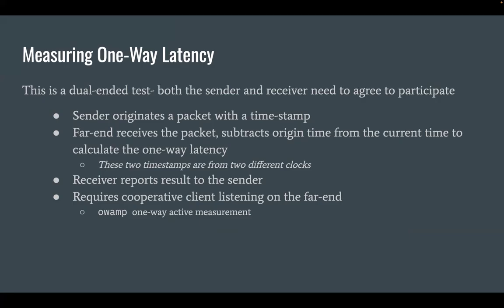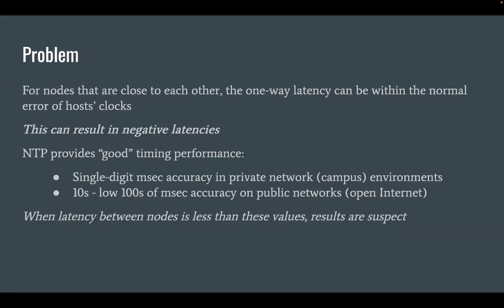Probably the most common program everyone uses to do this is OWAMP. When the nodes are close together, you can have those clocks be in such a situation that negative latencies result. Again, as a way to repeat, NTP provides good timing performance in an easy to deploy application, with single-digit millisecond accuracy, in private networks, which is what most of us are running.